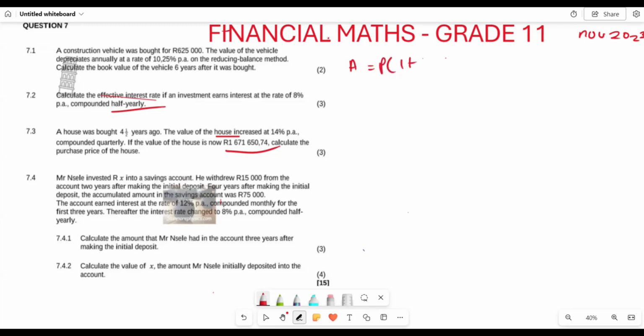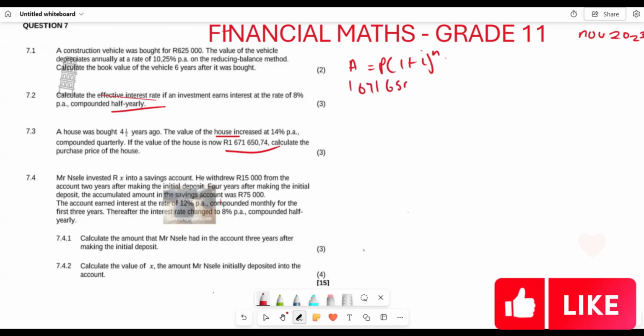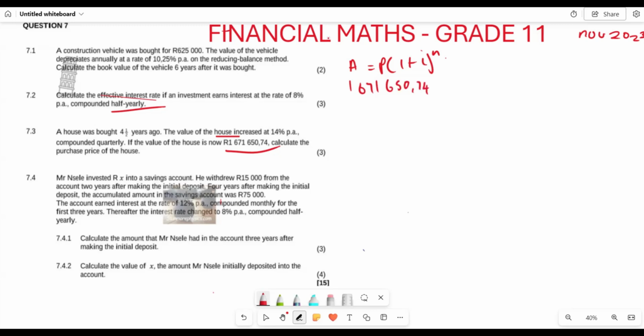P into 1 plus i to the power of n. Now the accumulated amount is going to be 1,671,650.74, equal to the principal amount that we do not know, times 1 plus the interest. The interest you are given here is 14%, which means 0.14. Then they said it's compounded quarterly, so it's going to be over 4, and n is 4.5 years multiplied by 4. Then that's going to be that.